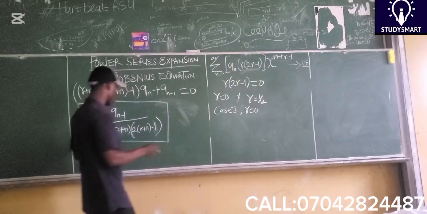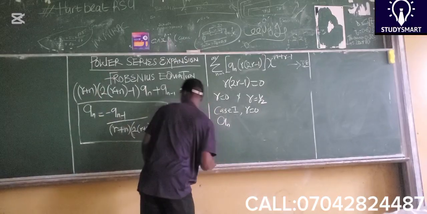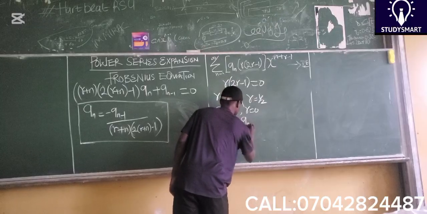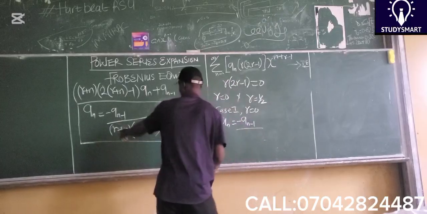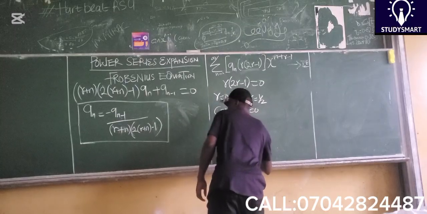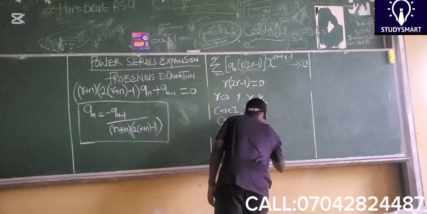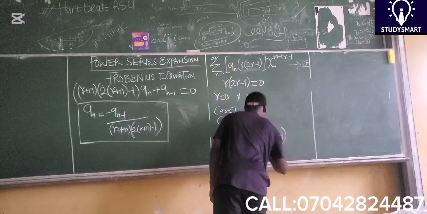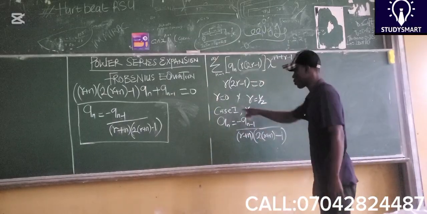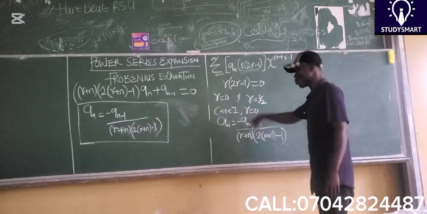I'm going to record this recurrence relation: A subscript n equal to minus A subscript n minus 1 over (r plus n) into (2 into (r plus n) minus 1). So what this means is that from this recurrence relation, for case 1, anywhere I see r, I'll put 0 because r is equal to 0 for case 1.